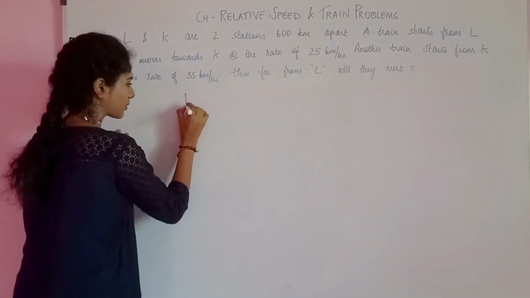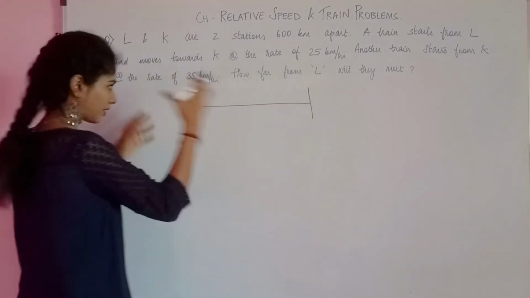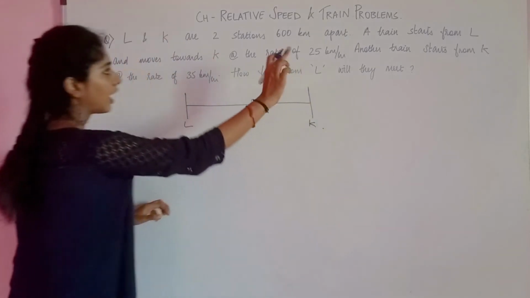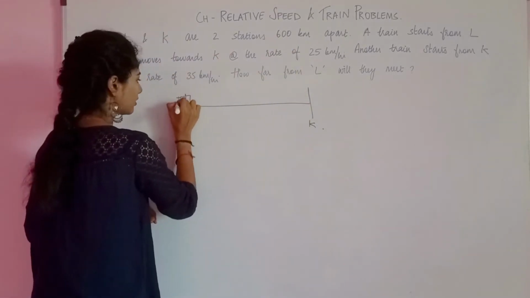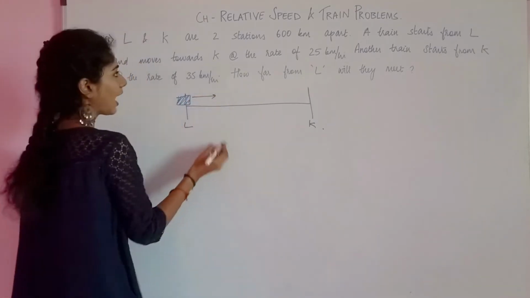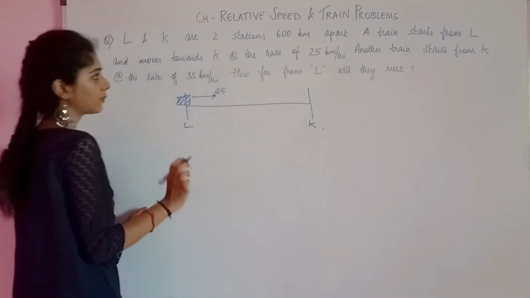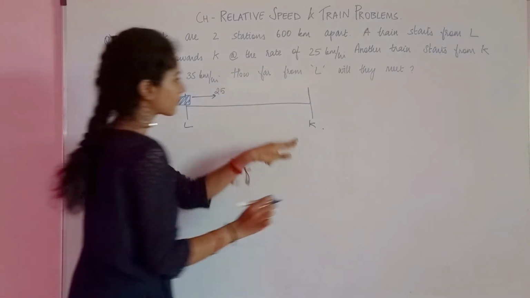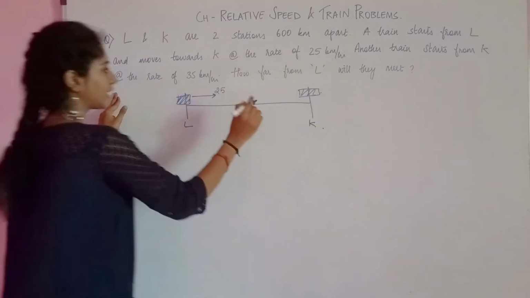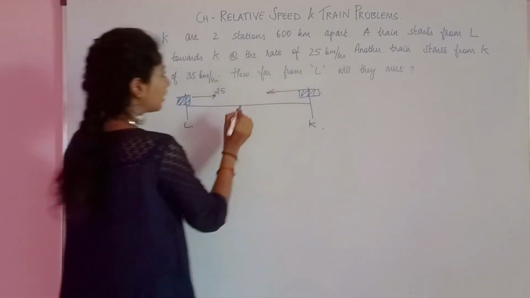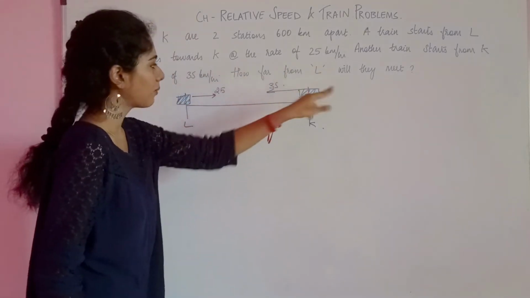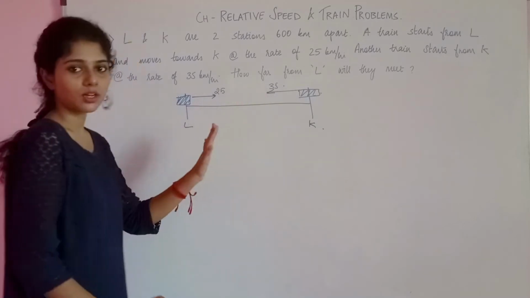Let's represent it pictorially so that we can understand better. L and K are 2 stations. This is station L, this is station K. A train starts from L, moves towards K at the rate of 25 km per hour. Another train starts from K at the rate of 35 km per hour. How far from L will these 2 meet is the question.